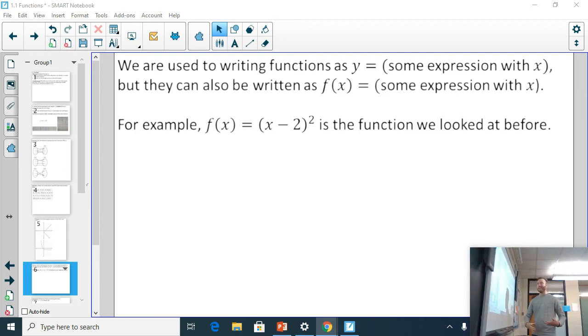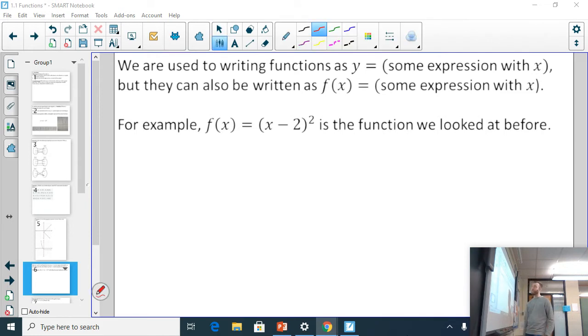And today we're going to be looking at evaluating functions. So let's just get right into it. We're used to writing functions as y equals something involving x. But they can also be written as f of x equals some expression with x, and that just stands for function of x. For example, one we looked at in the previous lesson, f of x equals x minus 2 squared, is the function that we looked at before.